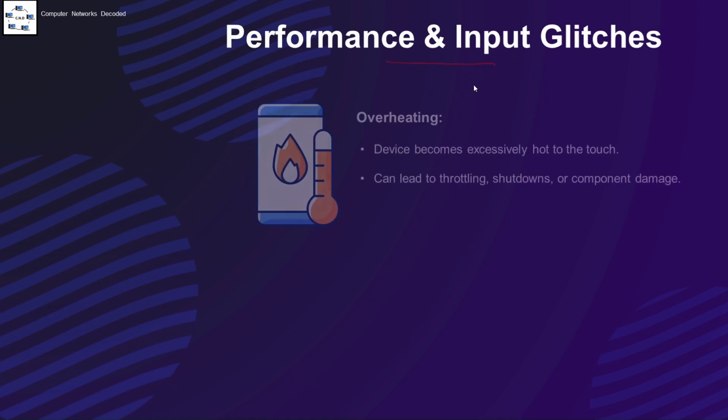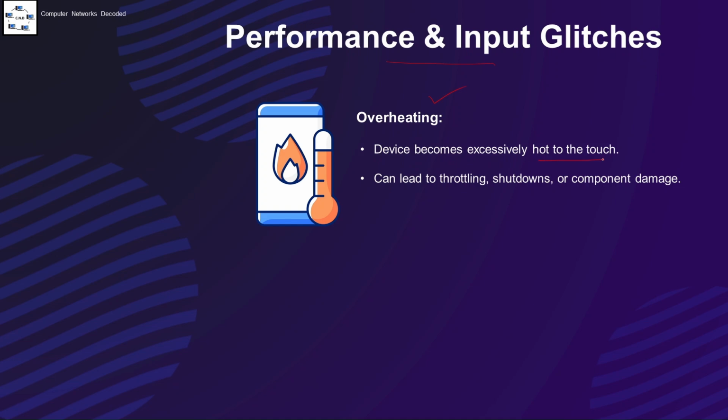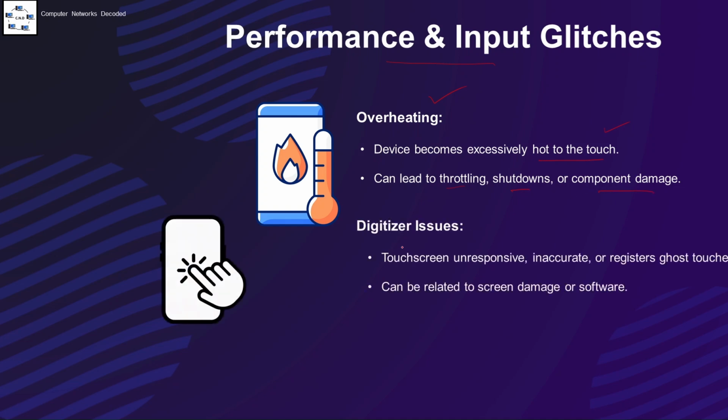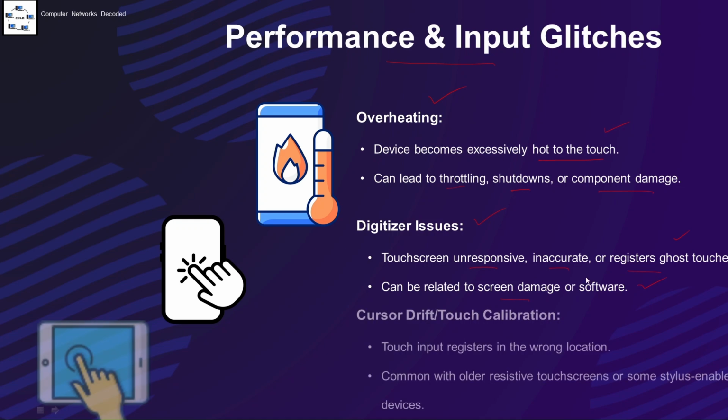Performance and input glitches. Overheating, the device becomes excessively hot to the touch, which can lead to throttling, shutdowns, or component damage. Digitizer issues, touch screens are unresponsive, inaccurate, or register ghost touches, which can be related to screen damage or software issues. Cursor drift or touch calibration, touch input registers in the wrong location, which is common with older resistive touchscreens or some stylus-enabled devices.